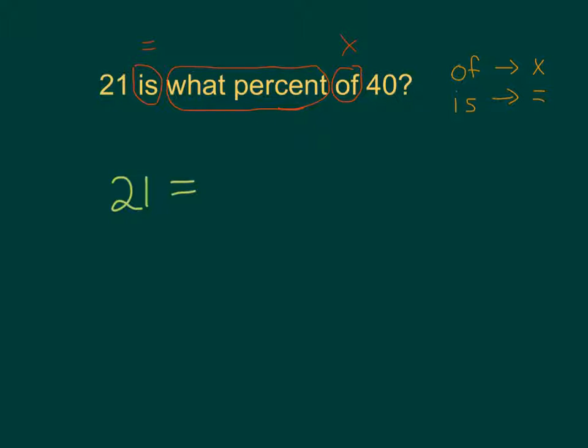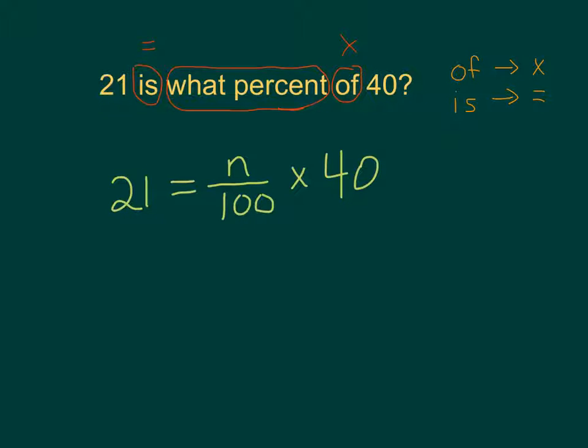So to do that, if I wanted to know what percent, I could do n per 100, because that makes it a percent, right? Percent means per 100. So now we've done 21 is the equal what percent, and here I've shown that what per 100, and then we have of, which is times 40. So we've written it out like that. And now we're ready to solve our equation right here. Now remember, our goal is to figure out what the value of n is, right? So we want to solve for n.